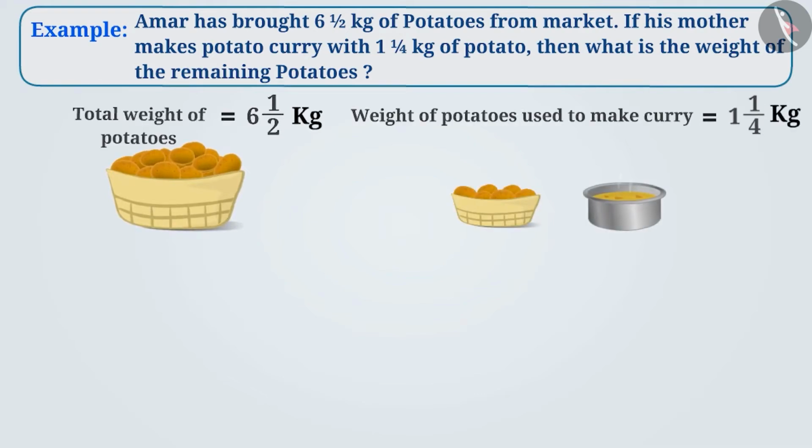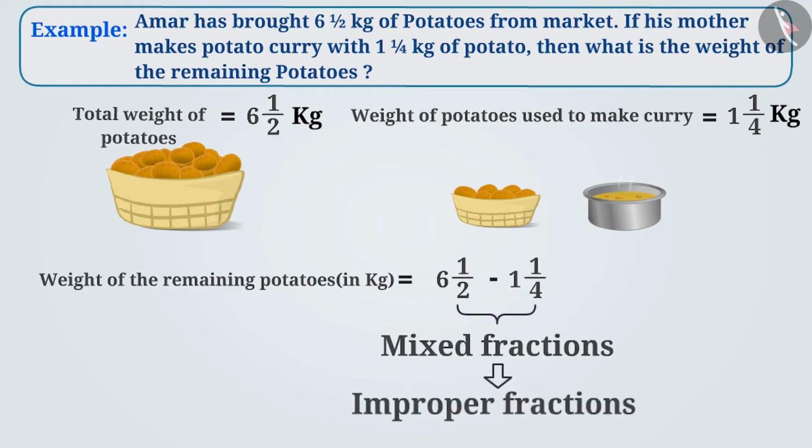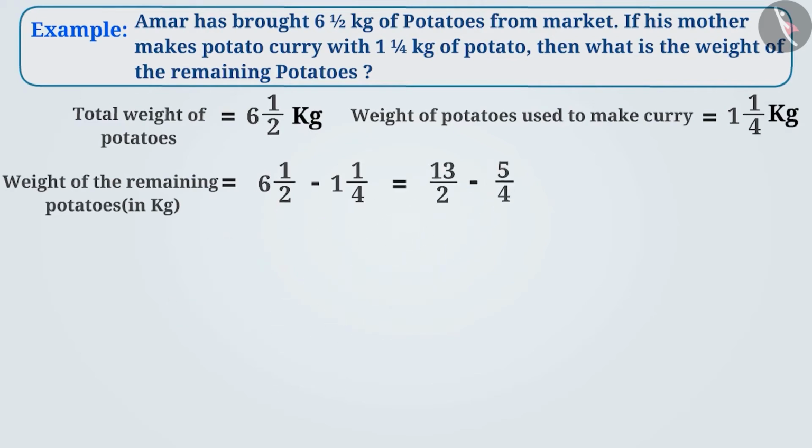The weight of the potatoes used to make the curry is 1 1/4 kg. The weight of the potatoes remaining can be found by subtracting 1 1/4 from 6½. Here, 6½ and 1 1/4 are mixed fractions. In order to perform subtraction, we will convert them into improper fractions. The improper fraction of 6½ is 13/2, and the improper fraction of 1 1/4 is 5/4. The weight of potatoes remaining can be found by obtaining the difference between 13/2 and 5/4.